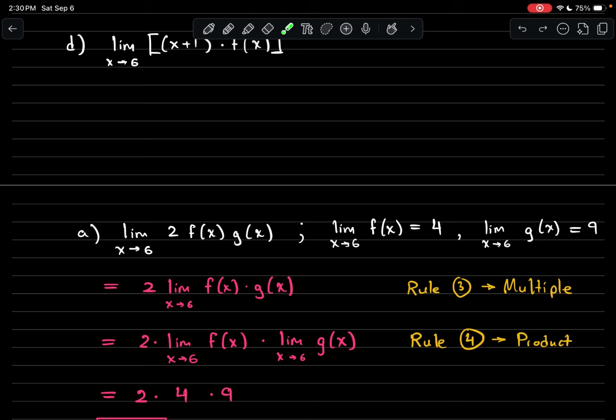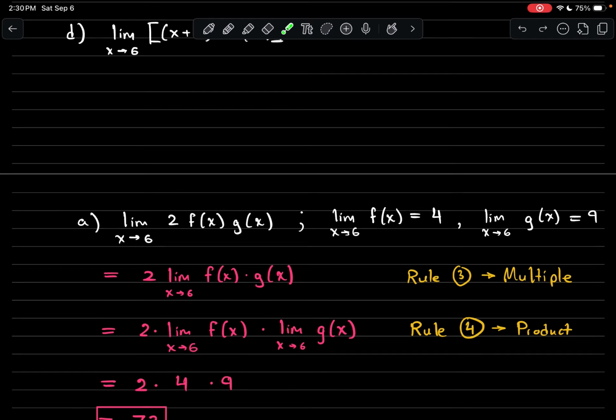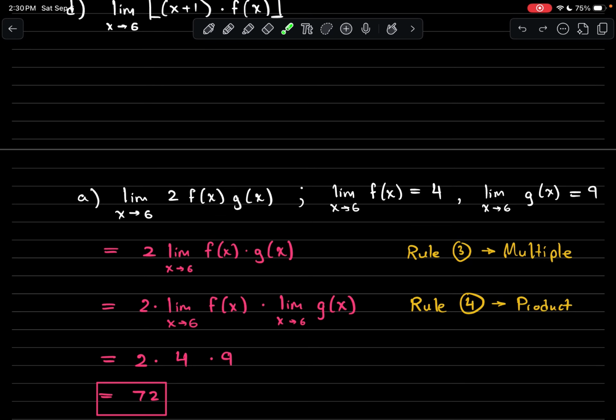So the limit as x approaches 6 of f of x is equal to 4. The limit as x approaches 6 of g of x is equal to 9. We multiply those out and we get 72.